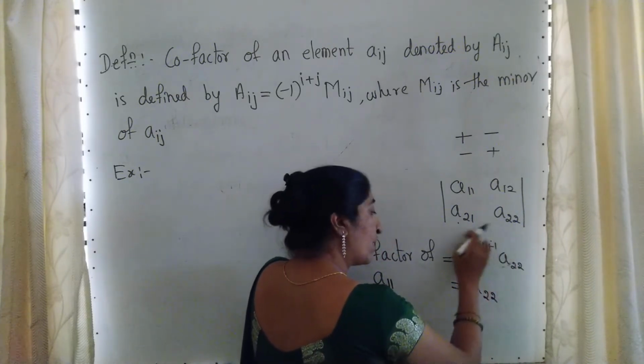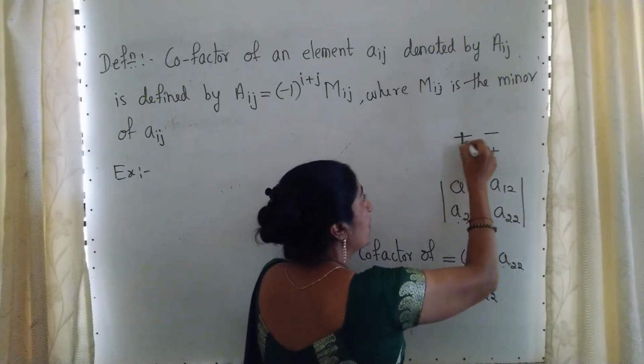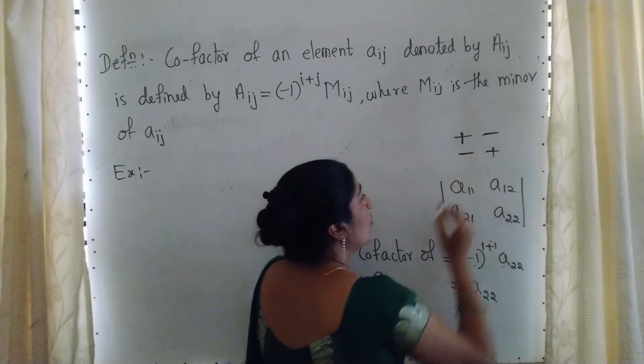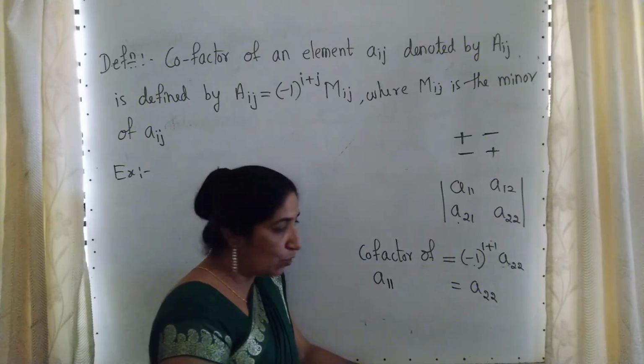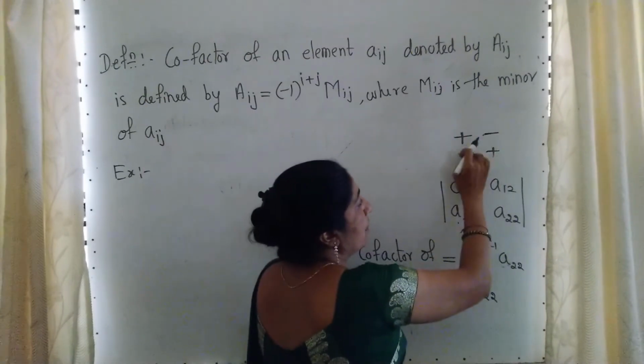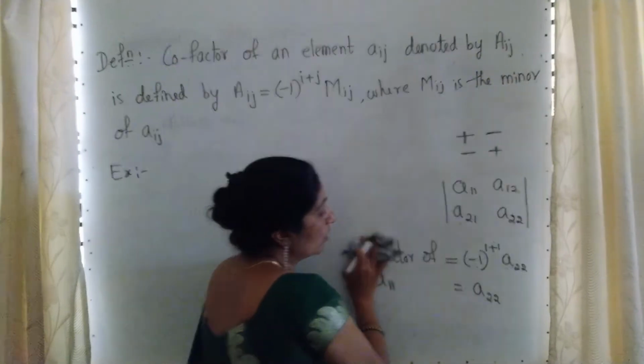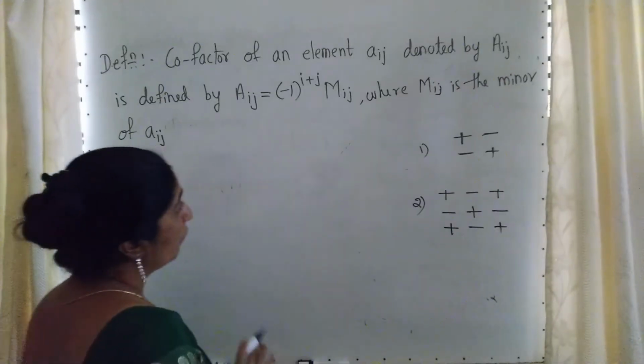So instead of calculating all this, if you refer to this sign table, please note it down to write the cofactor for the determinant of order 2. We have to refer to this sign table. Understood? And now the question comes, for order 3 what do we have to refer? For order 3 we have to refer to the sign table plus, minus, plus, minus, plus, minus, plus, minus, plus. I will explain with the help of an example.